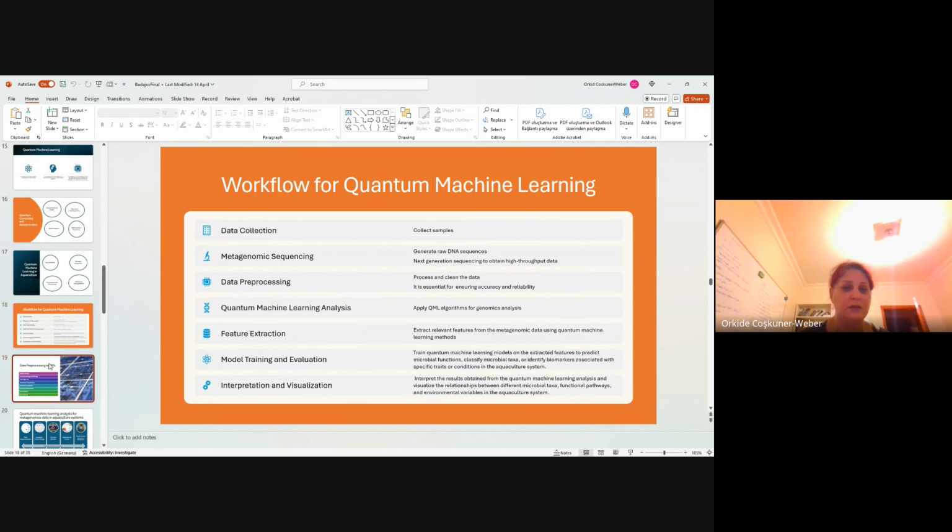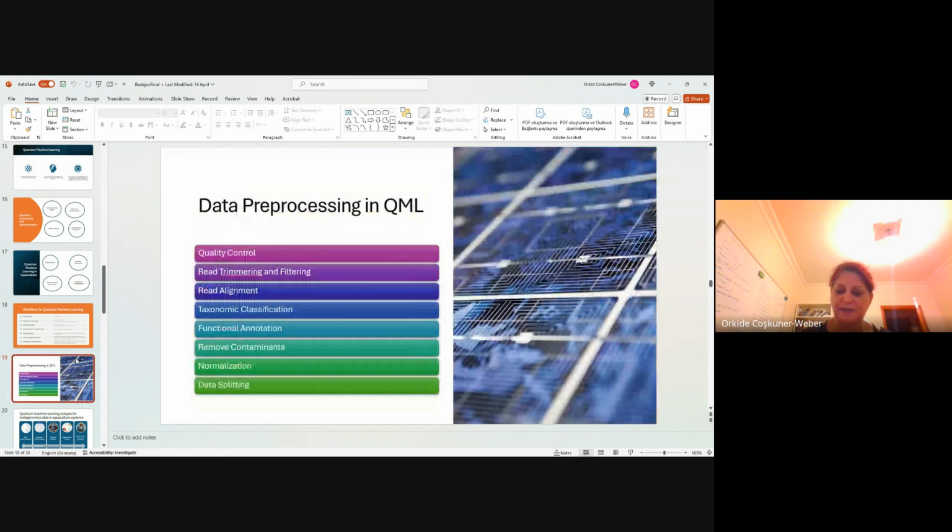Data pre-processing in quantum machine learning is a crucial step, and I would like to provide some insights into it.